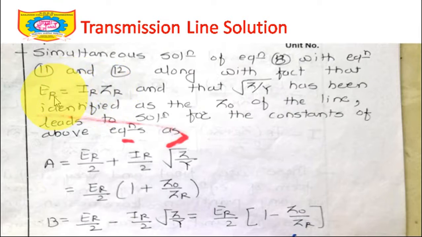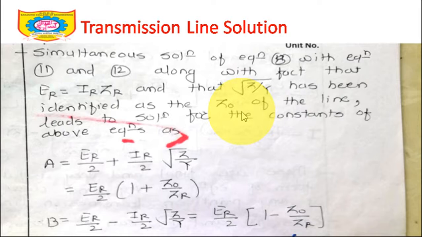So what am I going to put for ER? It is the receiver end voltage, and once again by Ohm's law, V is equal to IR. This voltage at the receiving end is equal to the current through the receiving end into the impedance at the receiving end. So ER equals IR ZR, and root Z by Y has been identified as Z0.